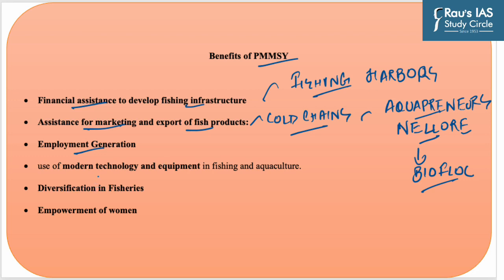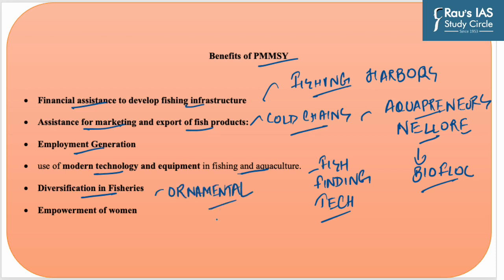Further, it also promotes use of modern technology and equipment in fishing and aquaculture. This includes providing support for the adoption of advanced fishing vessels, fish finding technology, and fish processing machinery. Another benefit is diversification in fisheries by promoting activities such as ornamental fish farming, seaweed cultivation, and mariculture.